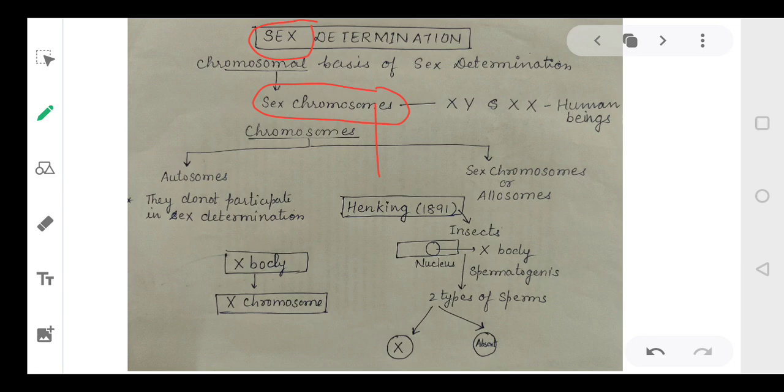The very first is the sex chromosomes. In case of human beings, if we take the example, the male has sex chromosomes XY and the female has sex chromosomes XX. Now, we can divide the chromosomes into two basic types, autosomes and sex chromosomes, or sometimes the word allosomes is also used instead of sex chromosomes.